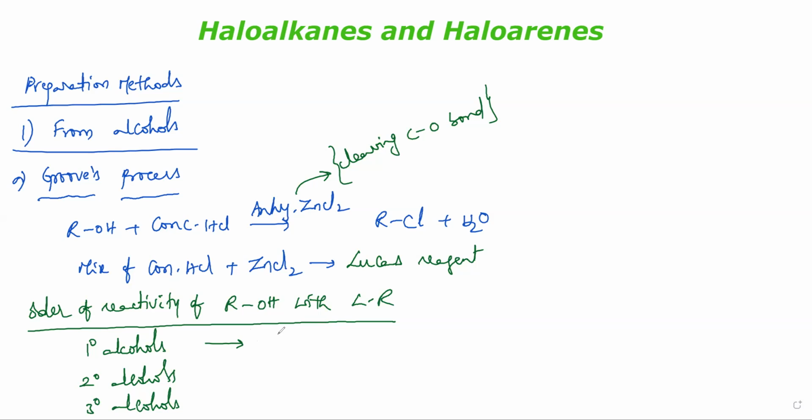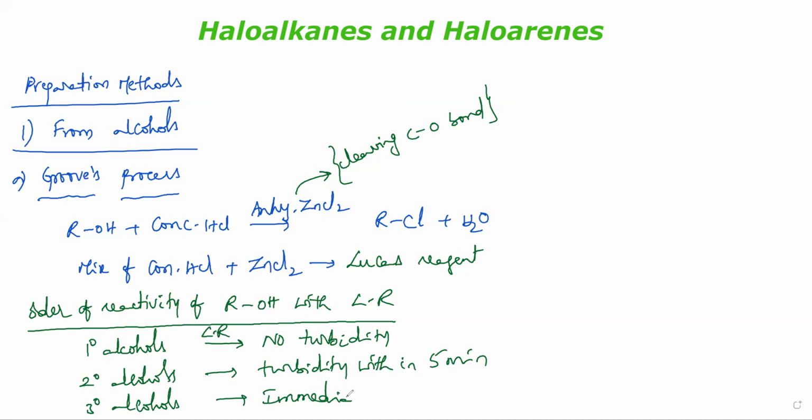Okay, then order of reactivity. Primary alcohols will give no turbidity with Lucas reagent. Secondary alcohols give turbidity within 5 minutes. Tertiary alcohols give turbidity immediately. So tertiary alcohols are more reactive. So order is 3 degree greater than 2 degree greater than primary, right? So this is the order of reactivity of alcohols with Lucas reagent.